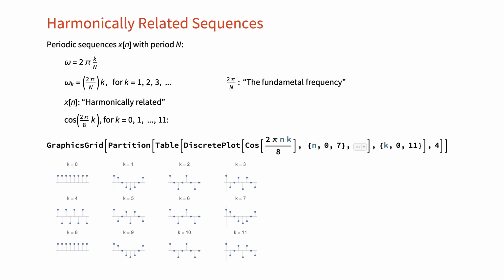Note that starting with k equal to n, or 8 in this case, the sequences are repeated and not distinct anymore. In general, the number of distinct harmonically related sequences is finite and is equal to the period n. And remember, this is a property of discrete time sequences and does not apply to continuous time signals.